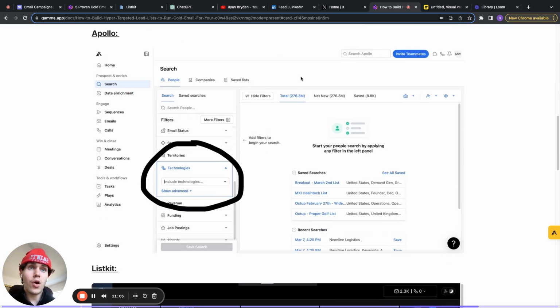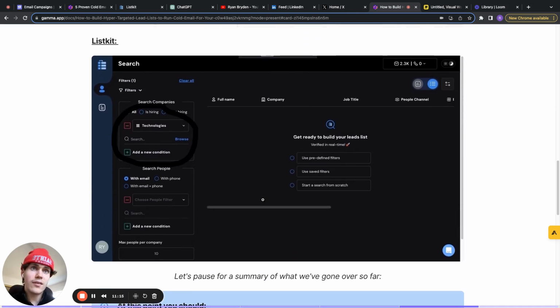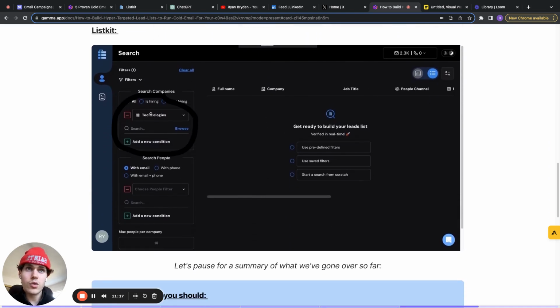So inside of Apollo, you can use the technologies filter right here. They have a whole lot of stuff. You should be able to find the majority of tech tools in there. And then in Listkit, same idea here. Use the technologies filter and you can search for whatever.